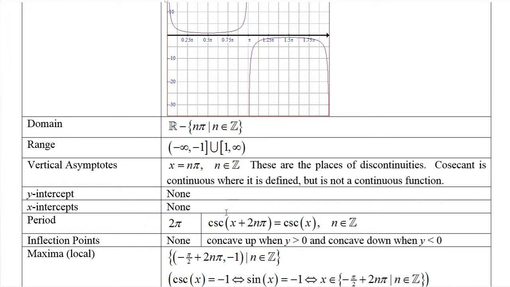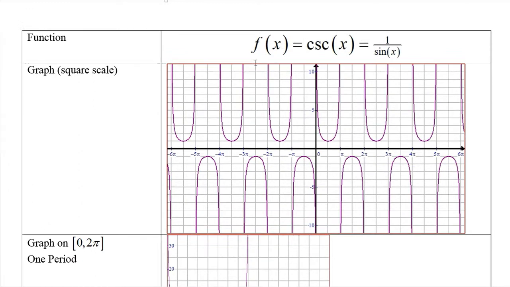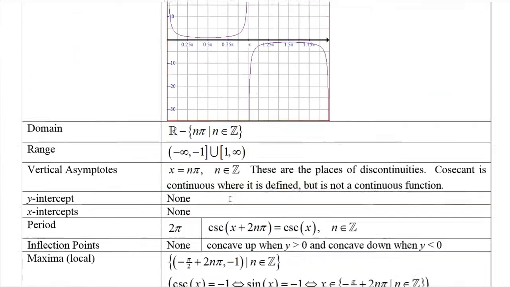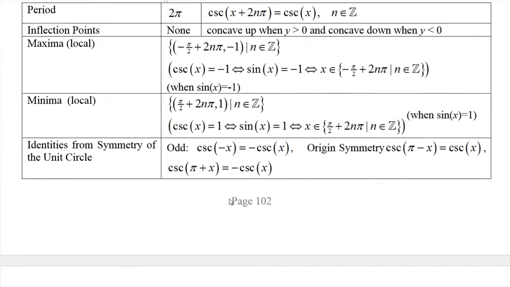Already said what the range is. There it is. The period is 2 pi. And notice when y is positive, it's concave up, and when y is negative, it's concave down. It has a maximum on the negative part and a minimum on the positive part, local.